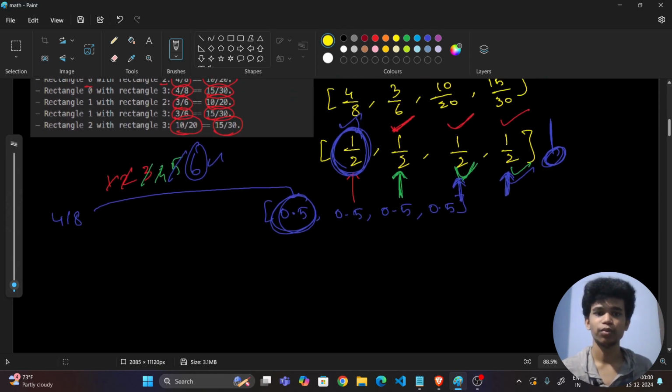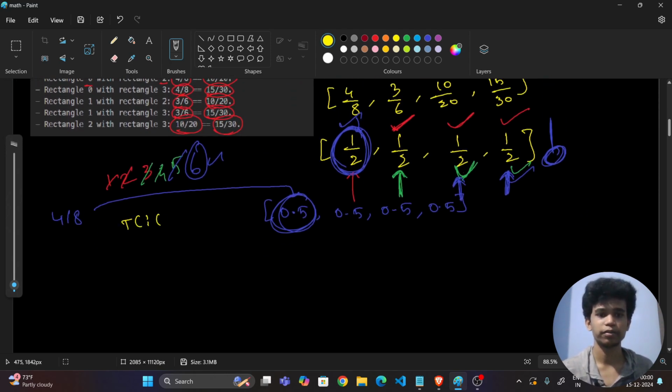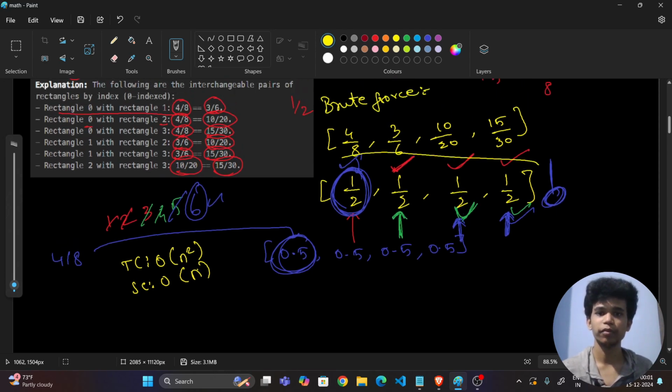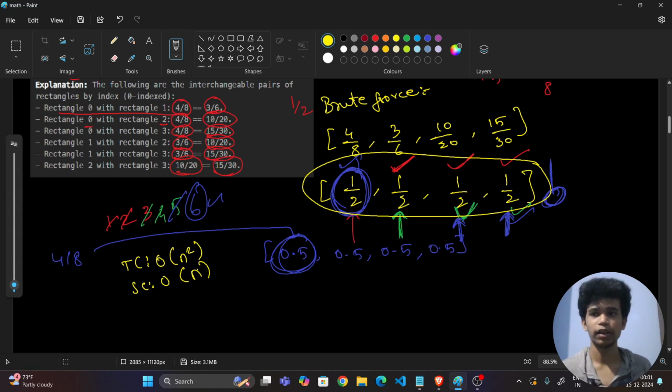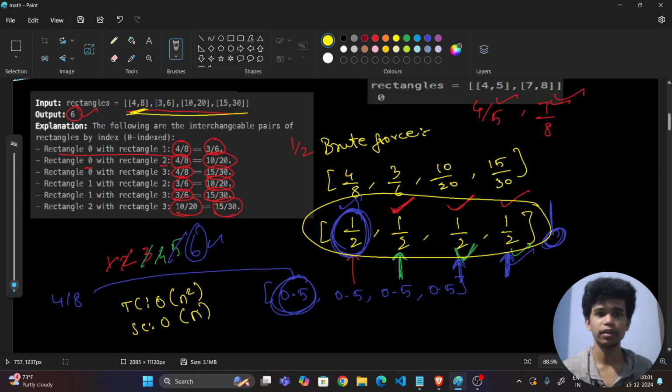Now for this approach, what is the time and space complexity? My time complexity will be O of n square, while space complexity, I'm taking an individual array, so it will be O of n. But we can also do it without using this extra auxiliary array. We can directly take this as our array. Then we can reduce this space complexity too.